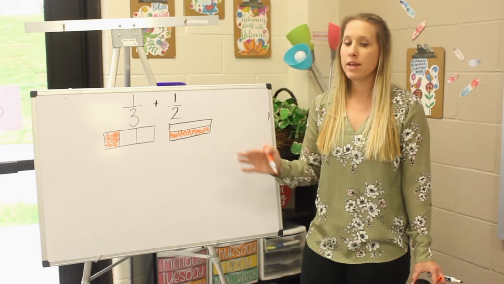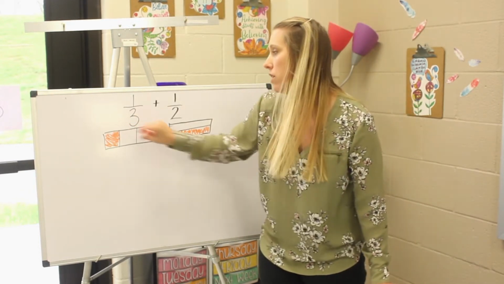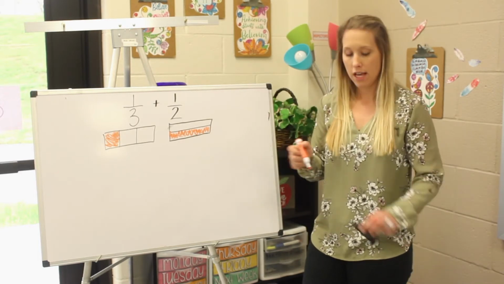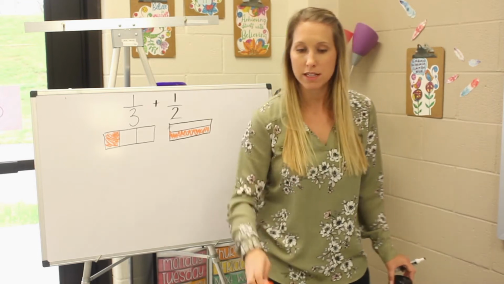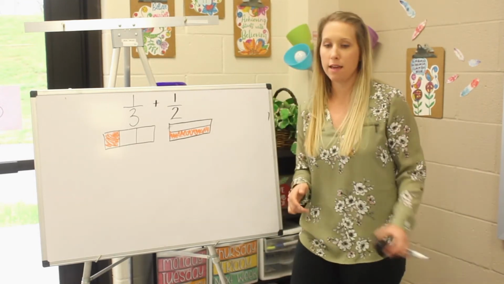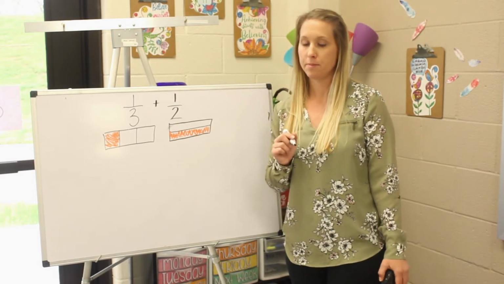So the reason we can't add these the way they are is because I can't take this piece and move it over here. It will not fit. So I have to find a way to get them to be the same size pieces, which means they'll have the same denominator. So how do you think we could do that?